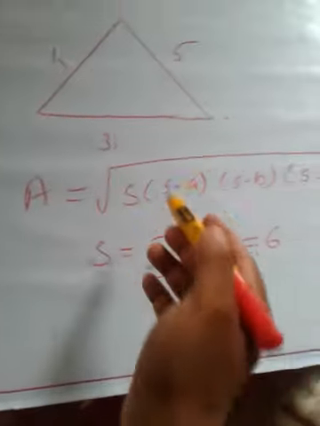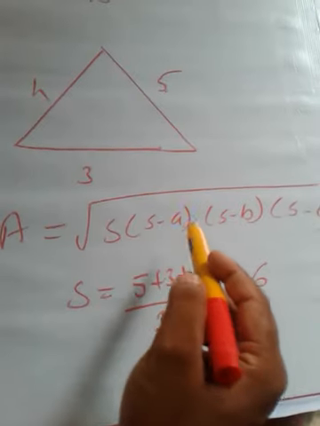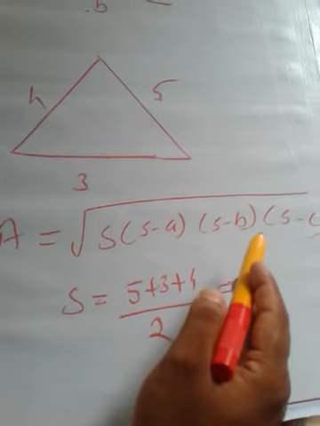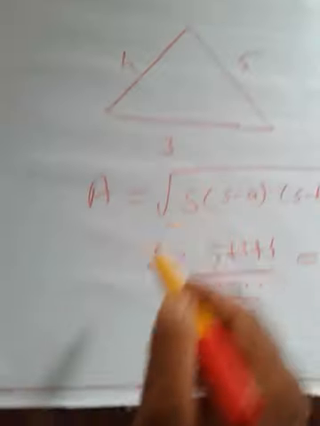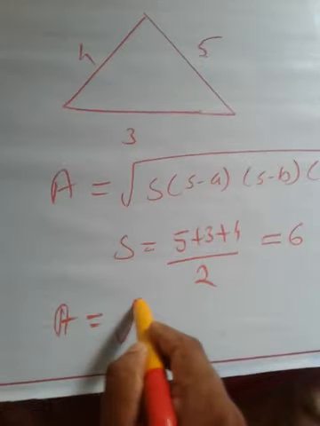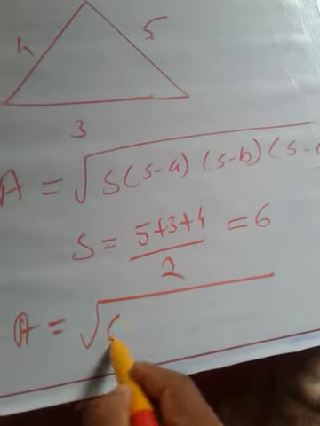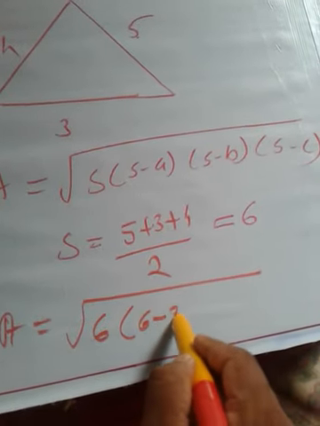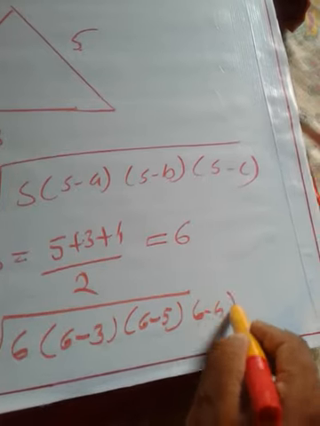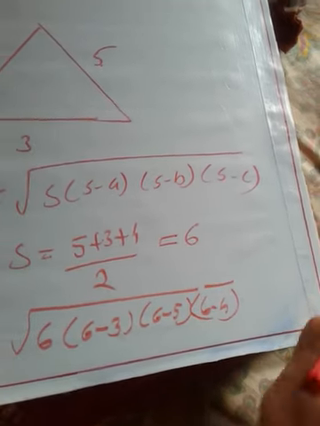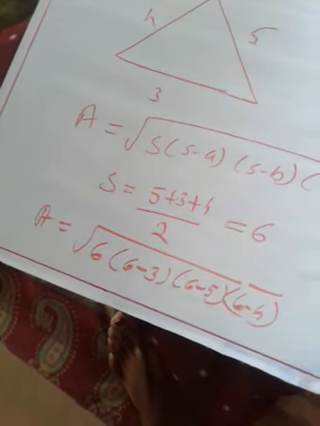Just apply the value of s here, and a is the first side, b is the second side, and c is the third side. Apply everything there. So area is equal to square root of, the value of s is 6, and 6 into 6 minus 3 into 6 minus 5 into 6 minus 4. Apply everything there. So this much is completed.